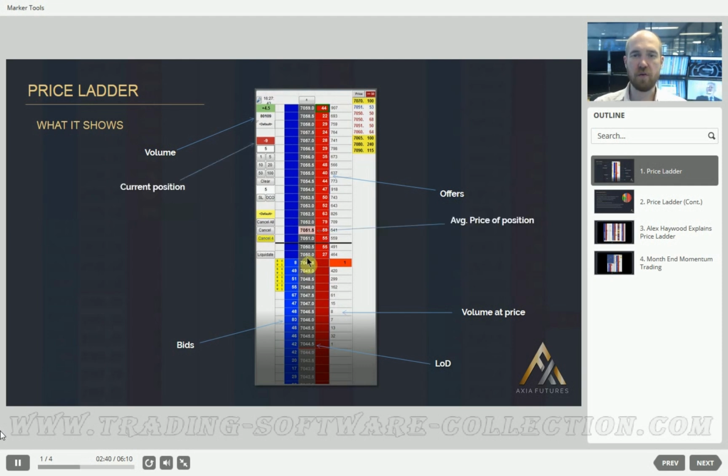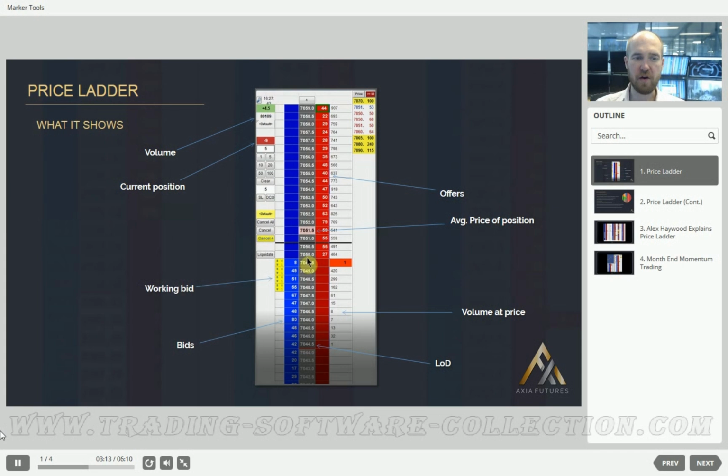You have got your current position. In this case, we have got 9 lots and it's red, so it is short, and your average price of your position. This is shown by the little highlighted box in the center. This shows the average price, so it's not necessarily where you've got all 9 lots. There could have been 5 sold higher up and 4 sold lower down, which is giving you the average price there. However it works, that's how you see it, and it is just basically an average of your position.